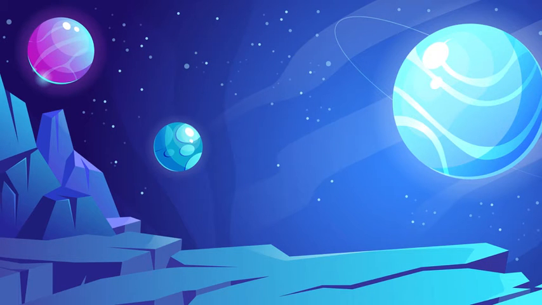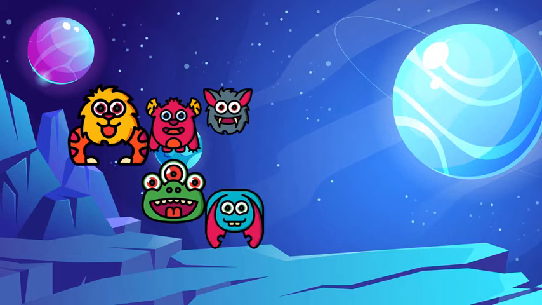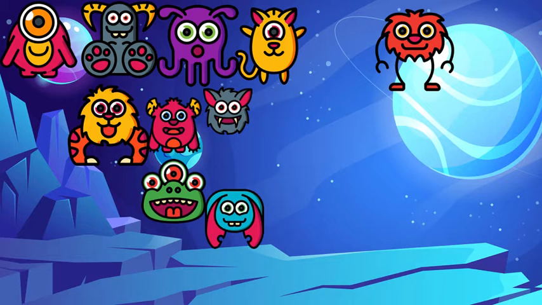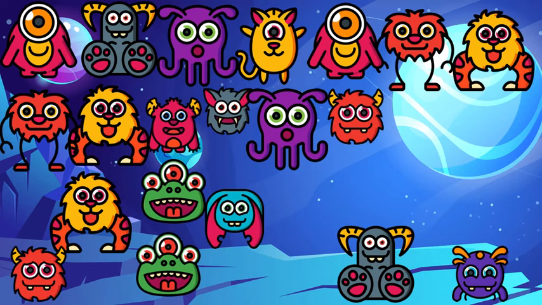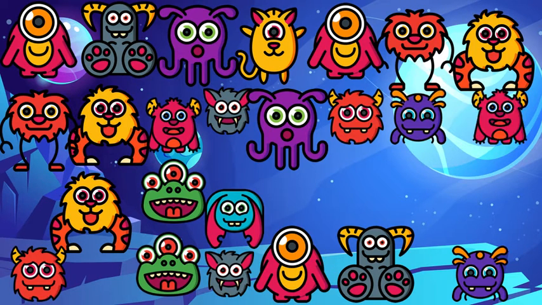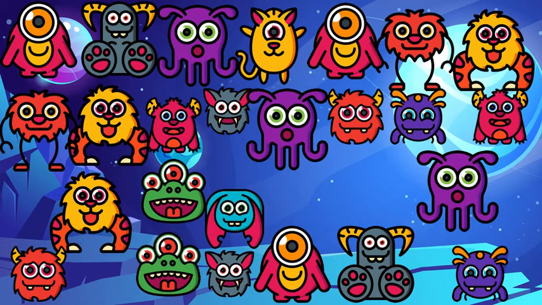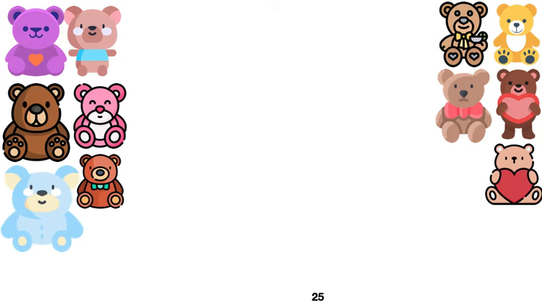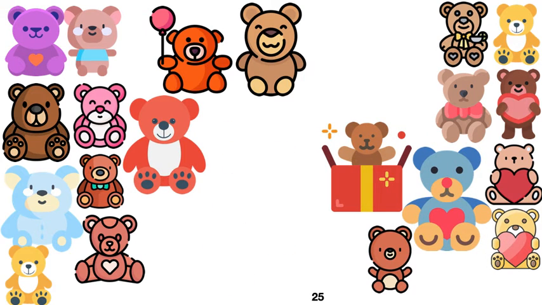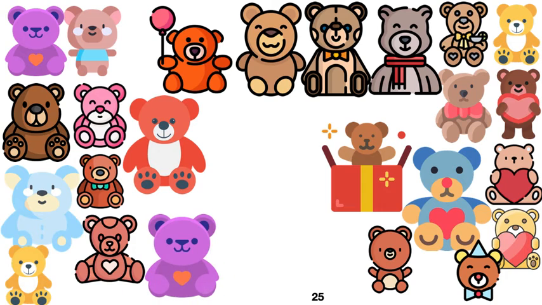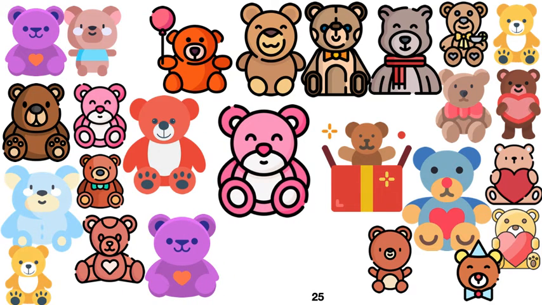Now we're going to count aliens. 1, 2, 3, 4, 5, 6, 7, 8, 9, 10, 11, 12, 13, 14, 15, 16, 17, 18, 19, 20, 21, 22, 23, 24, 25. And what does pachis mean? 25. Now let's count teddy bears. Ek, do, teen, char, panch, che, sat, at, no, das, gyara, bara, tera, choda, pandra, sola, satra, atara, unnis, bis, ikkis, bais, tais, chobis, pachis. And what is pachis? You should know this by now.